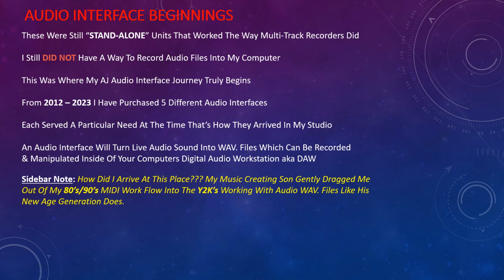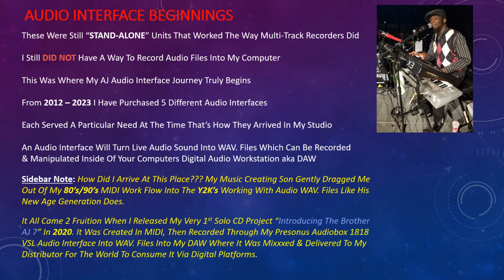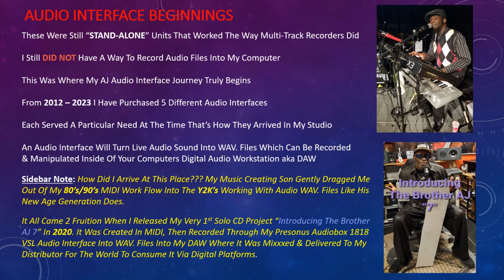Sidebar note: how did I arrive at this place? Well, my music-creating son gently dragged me out of my '80s, '90s MIDI workflow into the Y2Ks, working with audio WAV files like his new-age generation does. It all came to fruition when I released my very first solo CD project, introducing the Brother AJ7 in 2020. It was created in MIDI, then recorded through my PreSonus AudioBox 1818 VSL audio interface into WAV files into my DAW, where it was mixed and delivered to my distributor for the world to consume via digital platforms.